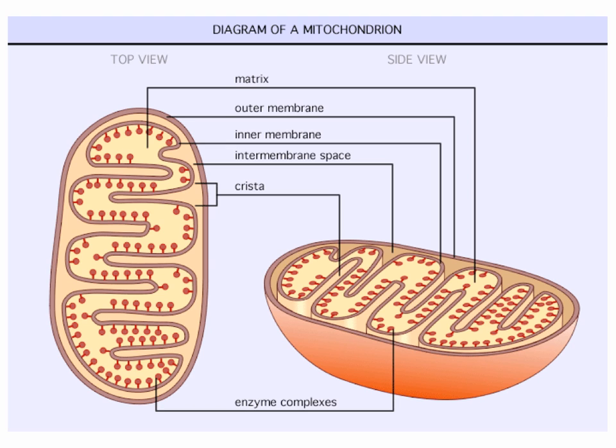So here's the diagram of the mitochondria. Outer membrane, inner membrane, intermembrane space in between, the cristae, which are folds of the inner membrane with enzyme complexes embedded in them, and then the matrix.